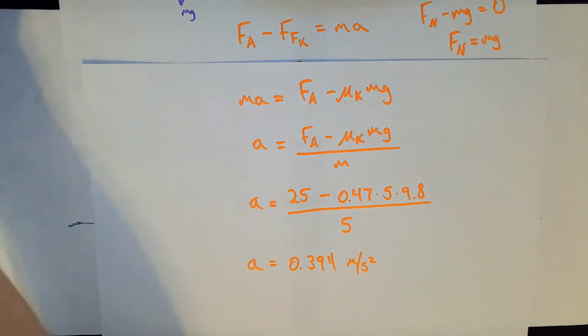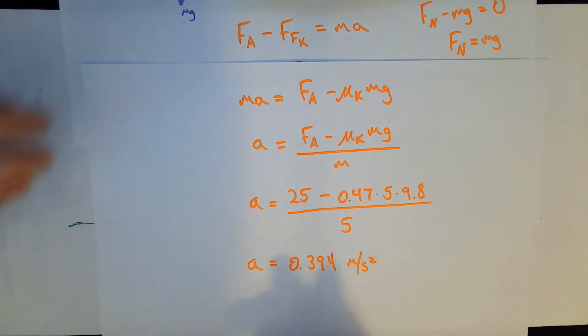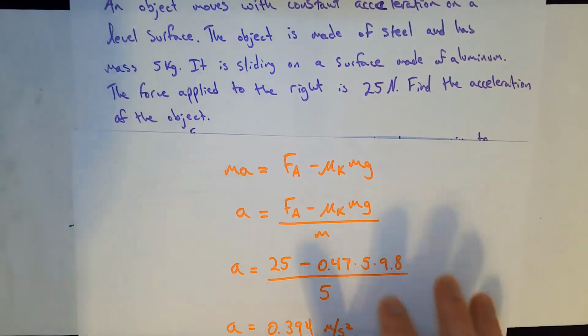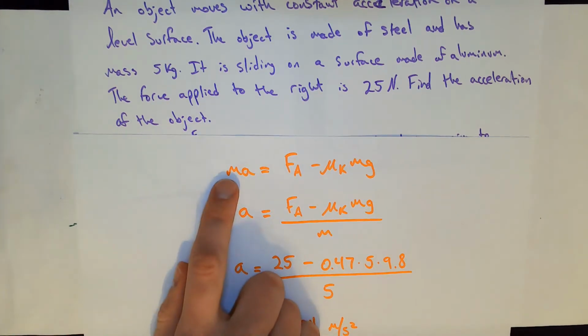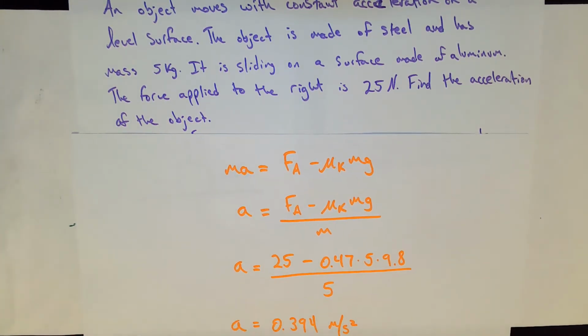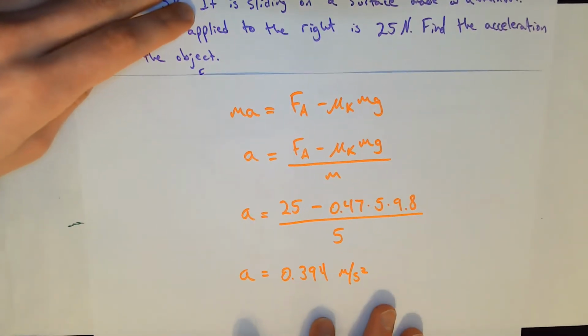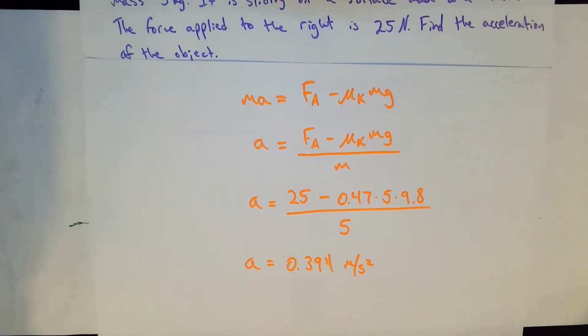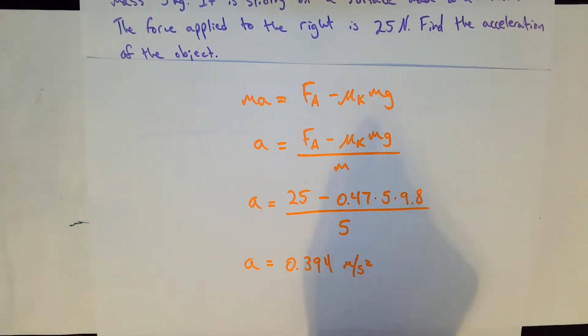Okay. So for an object with an overall acceleration on a level surface, this is one way we can find the acceleration. Or, well, this is pretty much the main way you would find the acceleration. There are other iterations of this problem. You could be given the acceleration and asked to find the coefficient, or maybe asked to find the mass. Lots of things you could be asked to find.